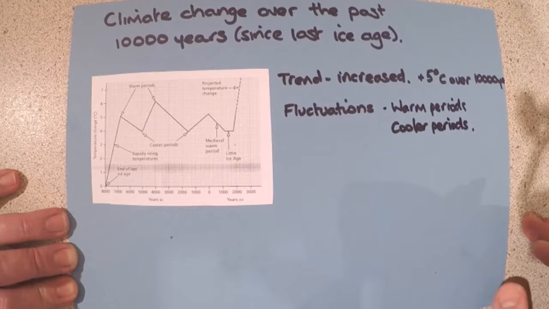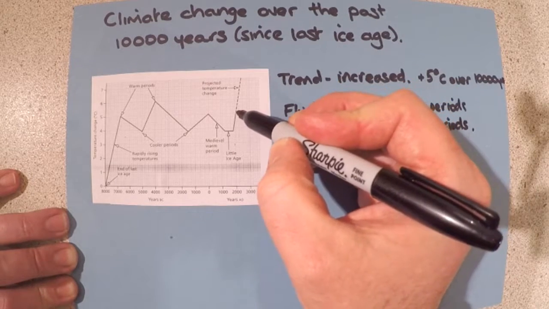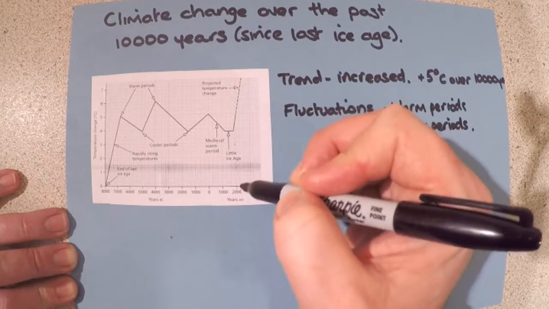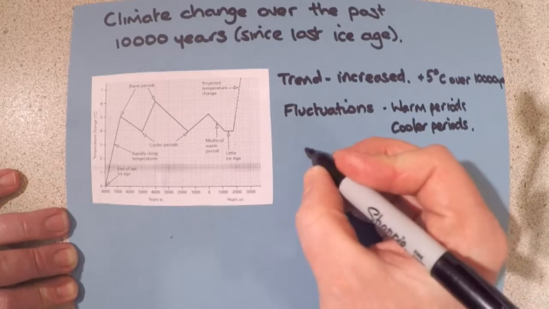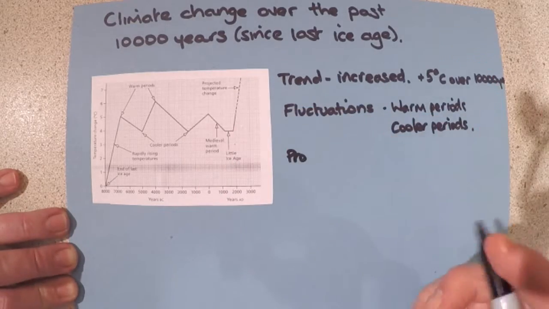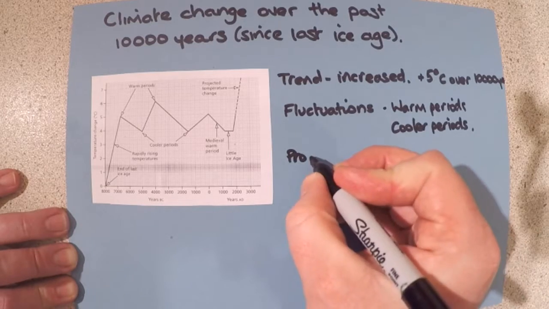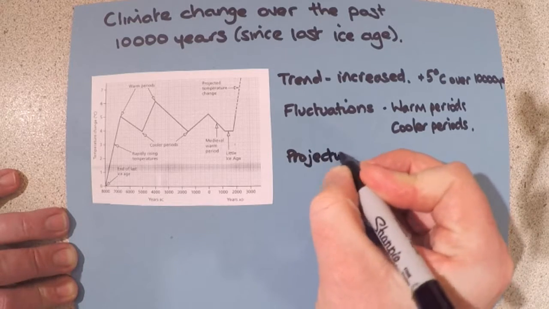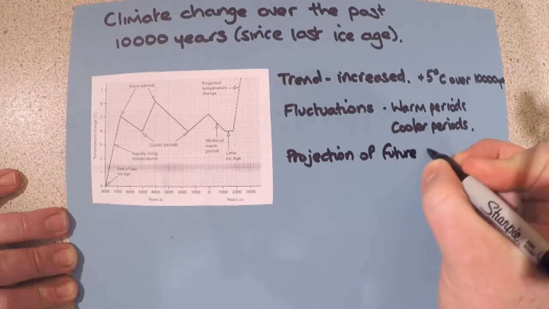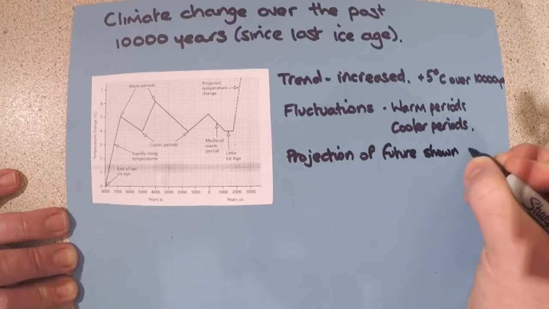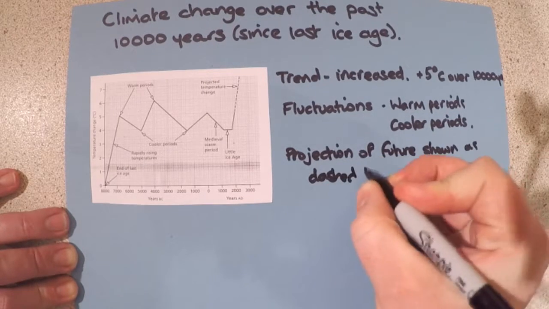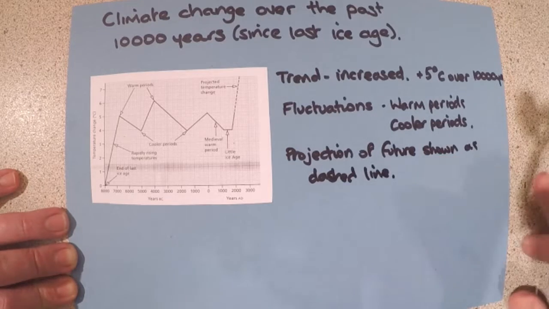The examiner might also ask, with reference to this graph, why the line changes from a solid line to, in this case here, a dotty line after the year 2000. And that can be quite simple, I mean, it actually states there on the graph why that is. The projection of the future is shown as a dashed line.